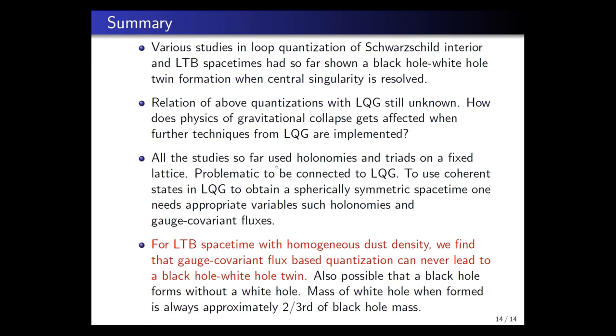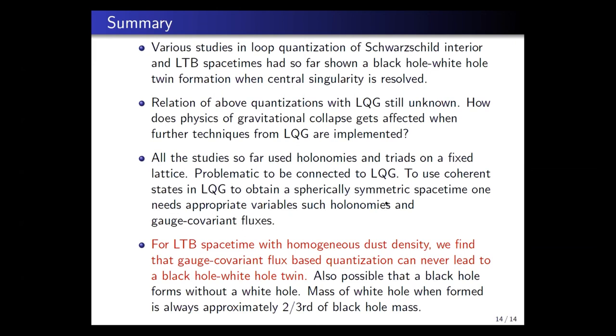So all the studies have so far used holonomies and triads on a fixed lattice. This is going to be problematic if you want to connect it to loop quantum gravity, and then if you use coherent state techniques. One of the motivations is that, if you use these coherent state techniques, then the gauge covariant fluxes are one possible choice to do that.